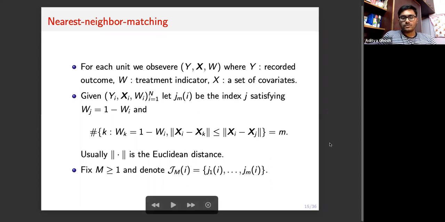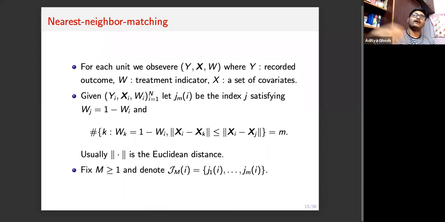Okay. So just keep this notation in mind that J_m(i) denotes the m units in the other treatment group which are closest to the ith observation in terms of characteristics.